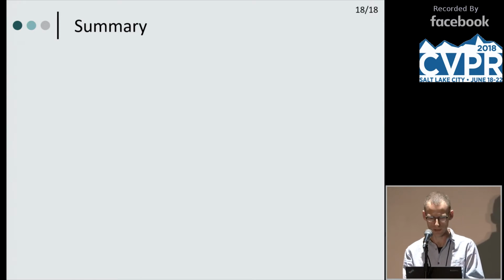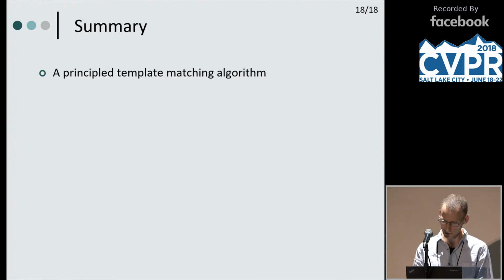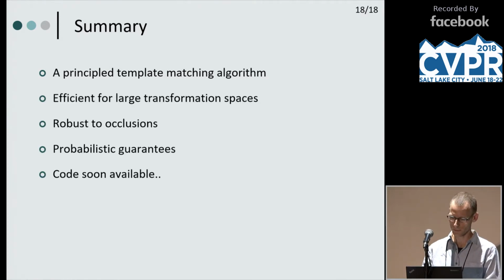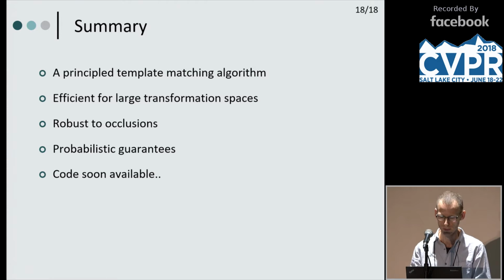Okay, to summarize, we presented a principled template matching algorithm. It's efficient, especially for large transformation spaces. It's robust to occlusions, and maybe most importantly, it comes with probabilistic guarantees. We will make the code available soon, so you can try it out yourselves.